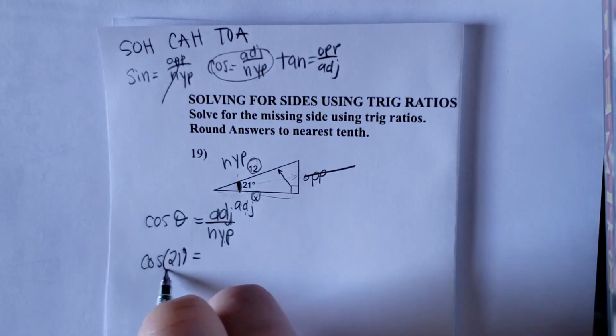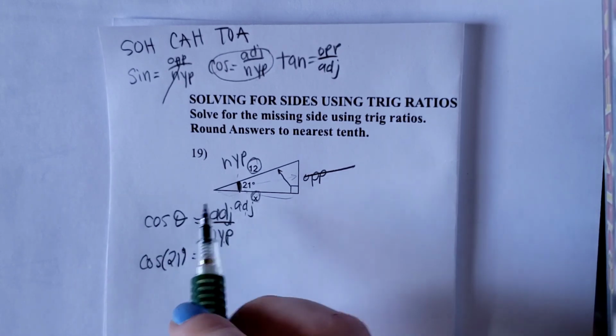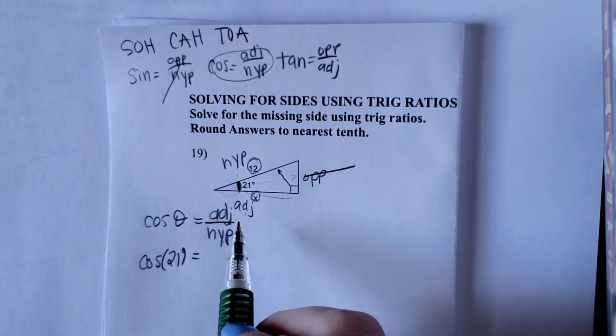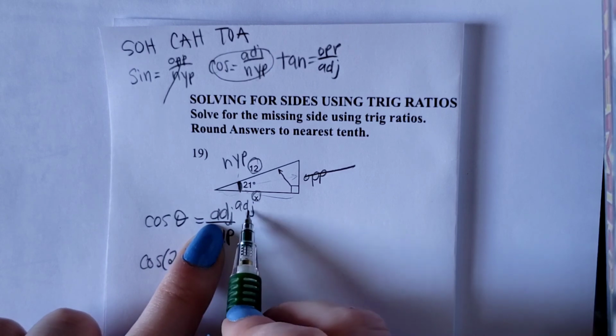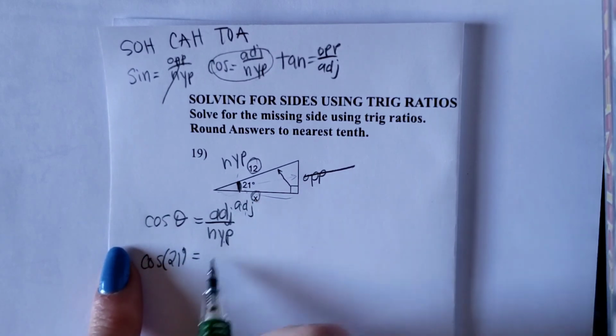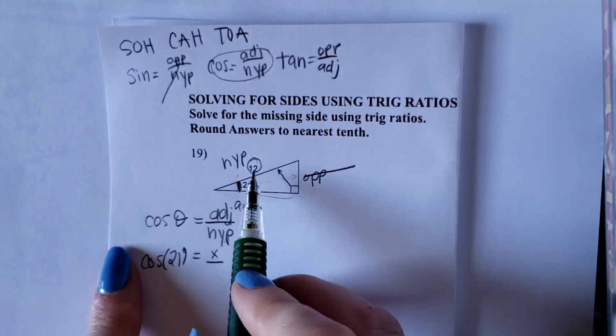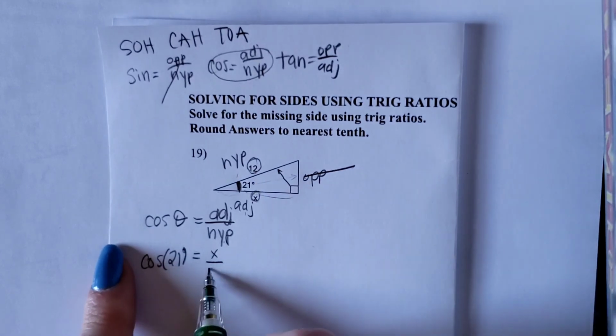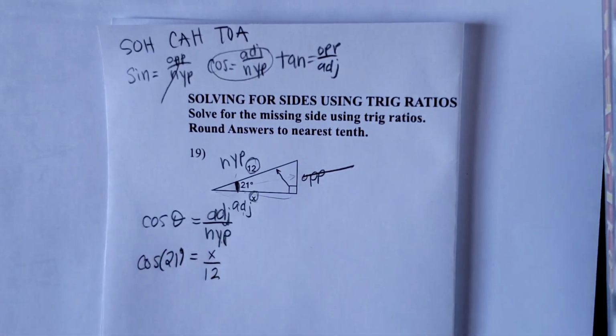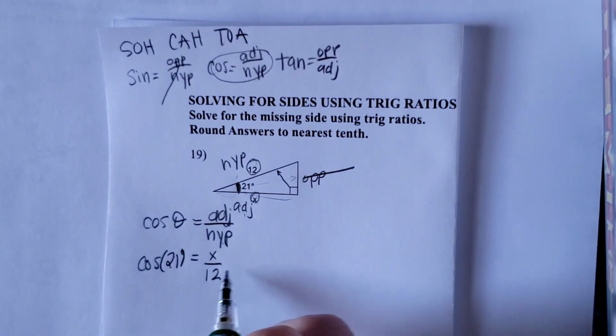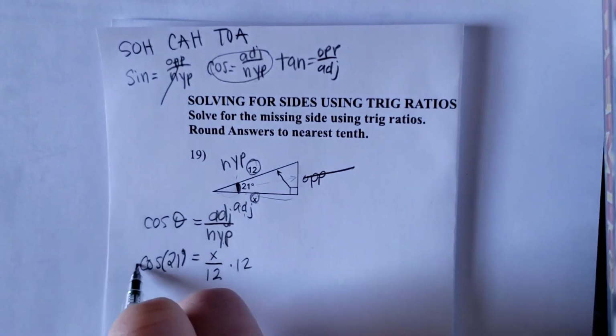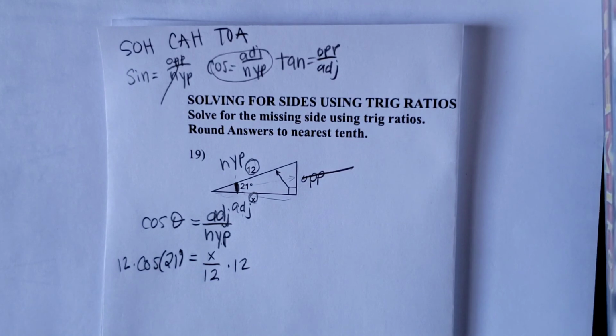Okay, you don't really have to write the degrees on there for these kind of problems. For me, other teachers will have you do it. Adjacent is x divided by the hypotenuse is 12. Okay, and we're just going to solve for x. So we can do anything we want to, just like we usually would solve. So in this case, we're dividing by 12, so I'll multiply by 12 on both sides. Okay, cosine of 21 is just a number.